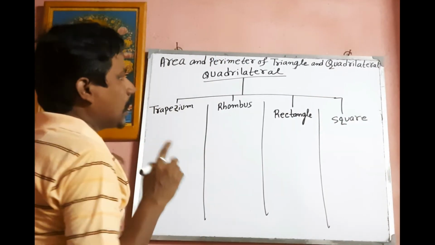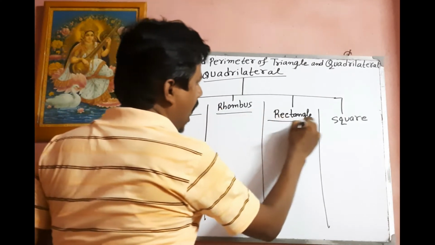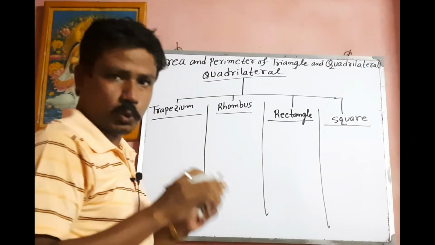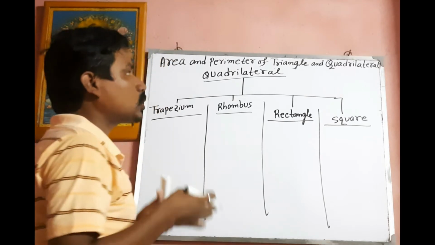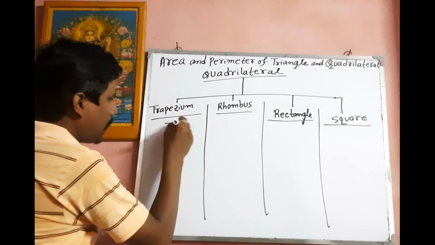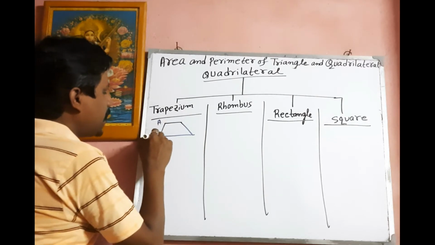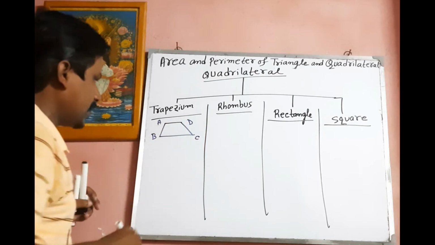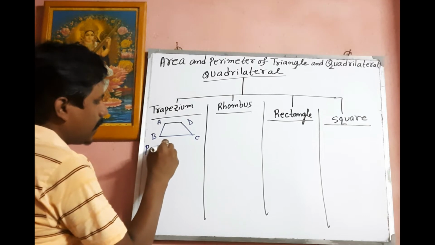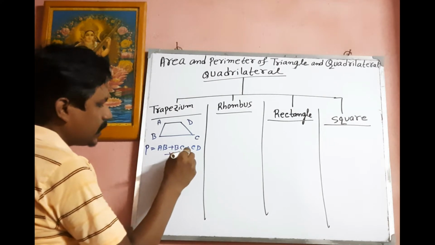Now we are discussing the quadrilaterals. In quadrilaterals we are discussing the trapezium, rhombus, rectangles and square. There are 4 types of quadrilaterals we are discussing today, and their perimeter as well as their area. Now at first, if this is a trapezium, if we put ABCD as the name of the trapezium, then the perimeter will be AB plus BC plus CD plus AD, and this will be in units.